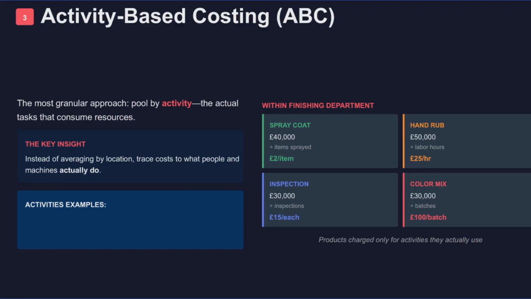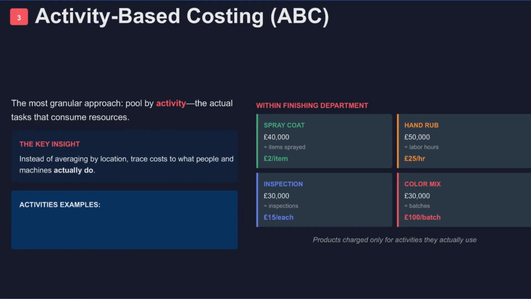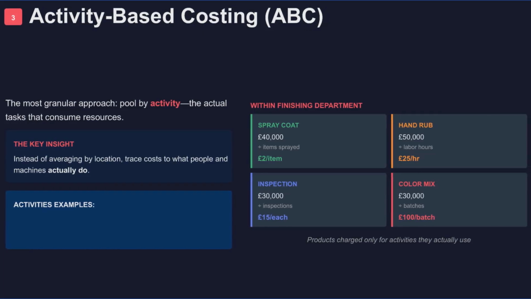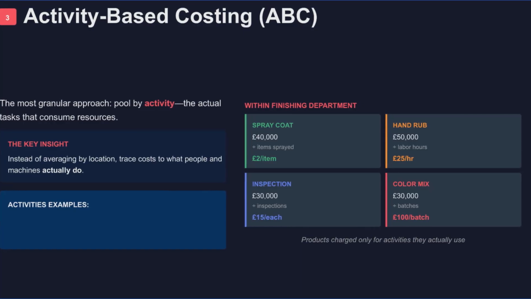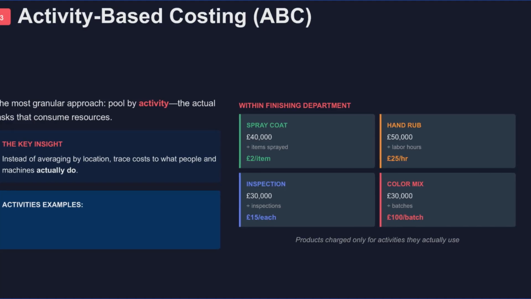Now we explore activity-based costing, which allocates overhead costs by tracing activities in detail. For instance, costs for spray coating, hand rubbing, inspection, and color mixing are assigned based on actual usage. This method improves cost accuracy by linking expenses to tasks, boosting efficiency.